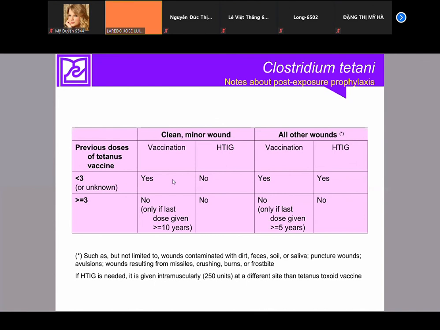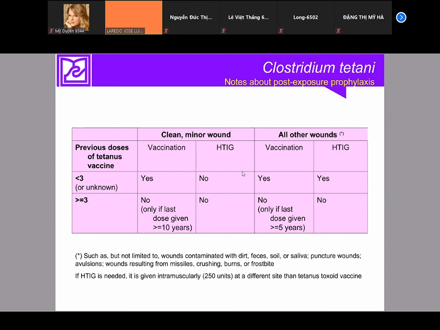More questions? More questions? This picture that I show you is very important to prevent tetanus. Unfortunately, we don't have enough time in this class. But in this picture, I show you how to prevent tetanus depending on the wound, if it's clean or dirty, and depending if the people are vaccinated or not. This picture is very important.